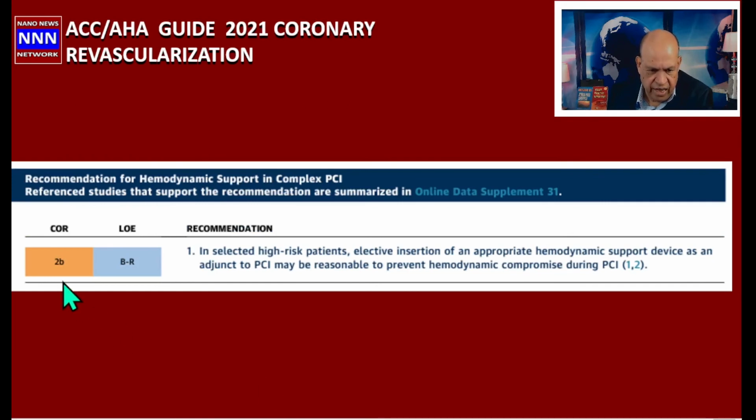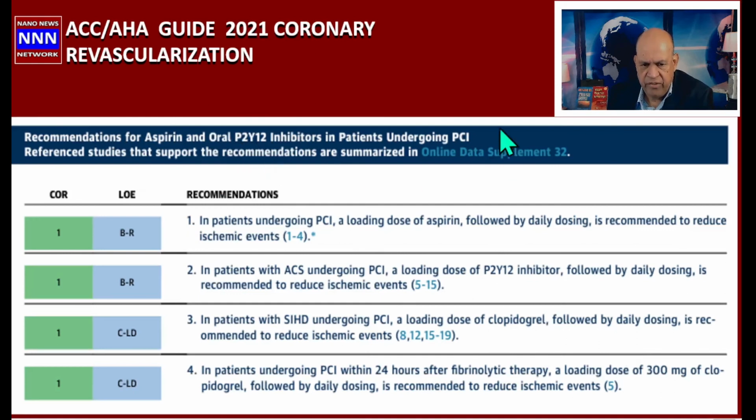Recommendations for complex PCI. This is a 2B indication. In select high-risk patients, elective insertion of hemodynamic support such as intra-aortic balloon pump or Impella may be reasonable to support the complex PCI. This is P2Y12 inhibitors, and obviously, all these patients who have stents need to be on dual antiplatelet agents depending upon the type of stent we use. If it's a metal stent, they need to be on for 30 days. If it's a drug-eluting stent, preferably they need to be on for a year before we go for any elective procedures, even though after 6 months we can reasonably stop that and do the procedure and get them back.